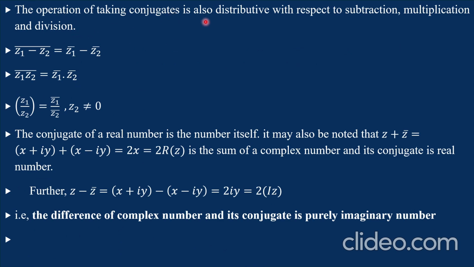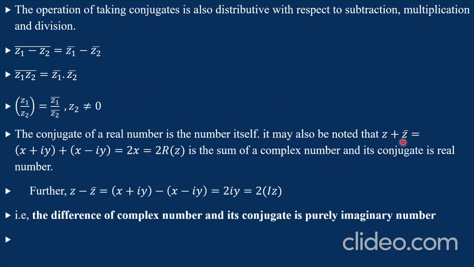The operation of taking conjugates is also distributive with respect to subtraction, multiplication and division. The bar of (z1 minus z2) is equal to z1 bar minus z2 bar. The bar of (z1 z2) is equal to z1 bar into z2 bar. The bar of (z1 divided by z2) is equal to z1 bar divided by z2 bar, z2 not equal to 0. The conjugate of a real number is the number itself.